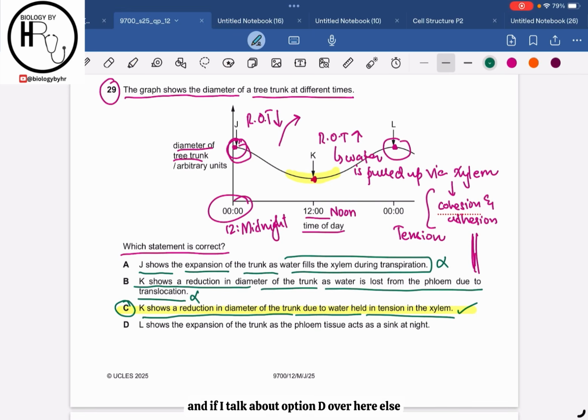And if I talk about option D over here, L shows the expansion of the trunk as the phloem tissue acts as a sink at the night. Wrong. This is the whole wrong concept, right? So hence the correct answer over here is option C. I hope that this makes sense and it is clear to all of you.